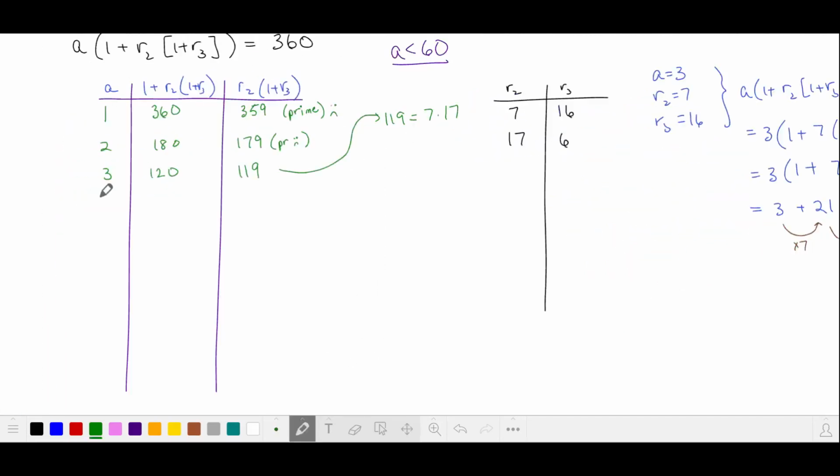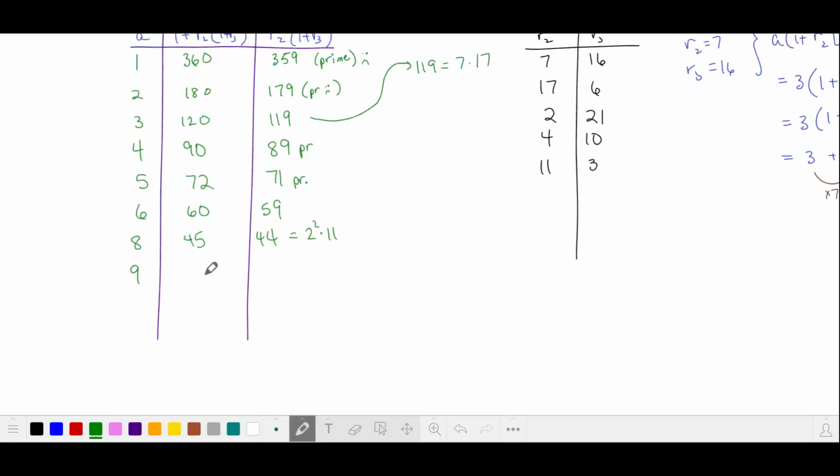Let's continue. When A is equal to 4, our next factor is 90, giving us 89 over here, which is prime. 5, 72, 71 is prime. 6, 60, 59 is prime. 8, 45, and 44. The prime factorization of 44 is 2 squared times 11. Our R's have to be greater than or equal to 2, so we'll pick 2 and 4 and 11 for R2. Subtracting 1 from the other factor gives us 21, 10, and 3, giving us 3 more sequences for A equals 8.